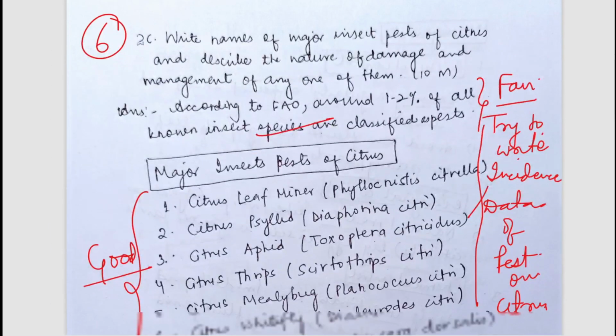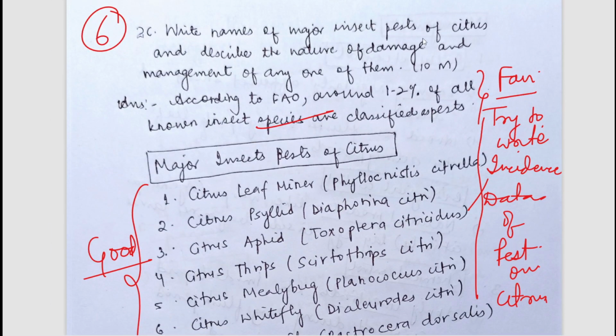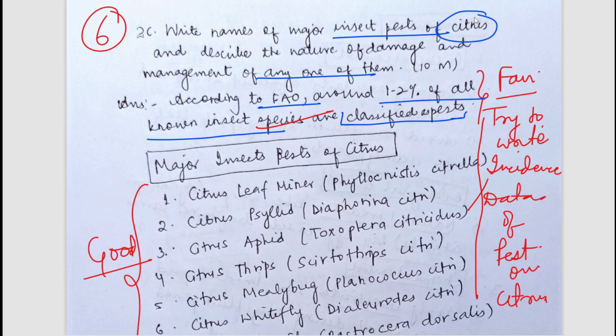Now the next question was, write the names of major insect pests of citrus and describe the nature of damage and management of any one of them. We can see the student has mentioned in the introduction that according to the Food and Agriculture Organization, 1 to 2% of all known insect species are classified as pests. Although fairly written, the student could have written more about the insect pests of citrus, and how much damage insects cause in citrus.